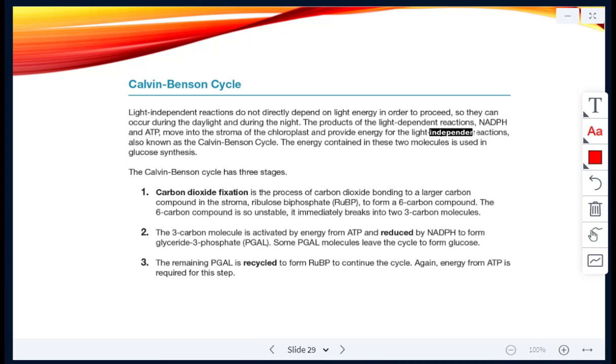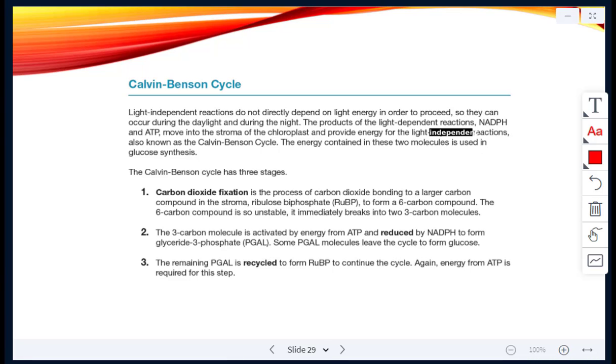All right, so just a quick review then of this Calvin-Benson cycle. The light independent reactions don't directly depend on light energy in order to proceed, so they can occur in the daytime or during night. The products from the light-dependent reactions, the NADPH and the ATP, move into the stroma of the chloroplast and then provide energy for the light-independent reactions, which is also known as the Calvin-Benson cycle. And that energy in those 2 molecules is used to make glucose.